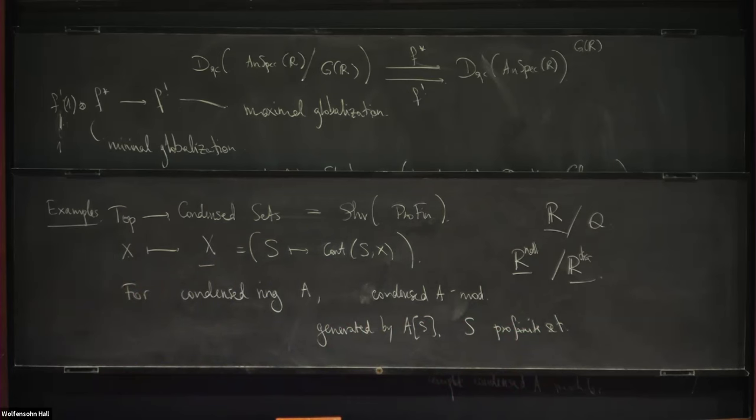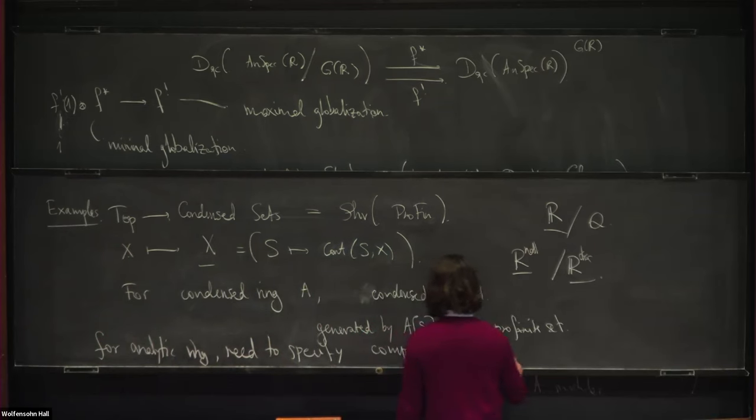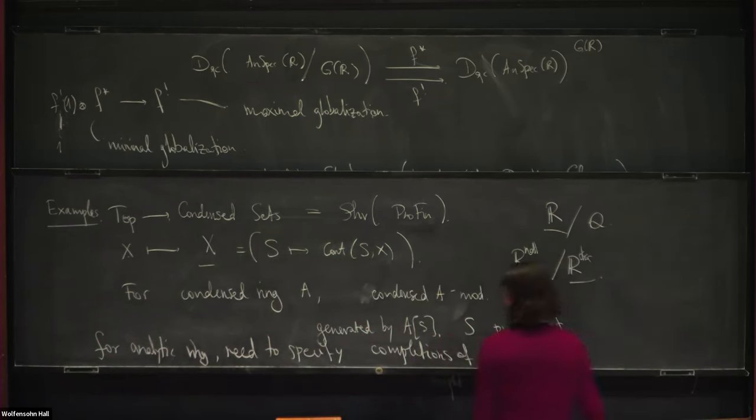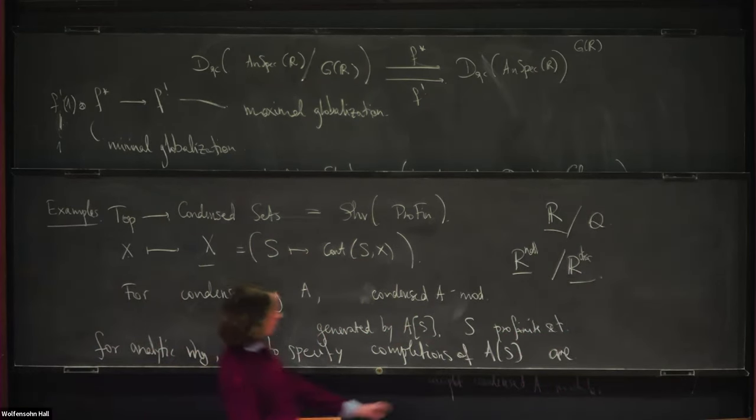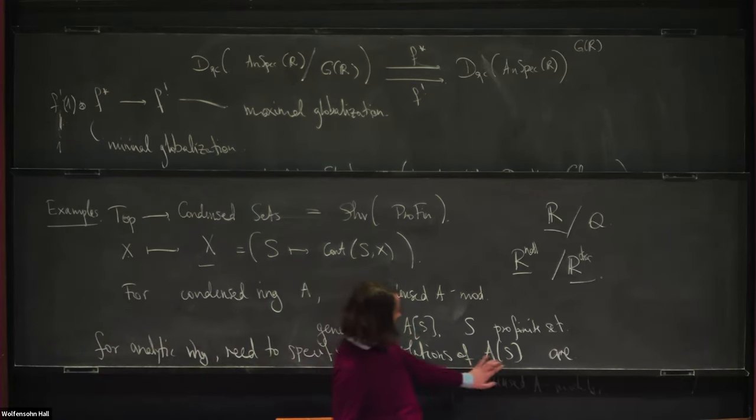And so to give an analytic ring structure is the same thing as to say what the completions of these guys are. Analytic ring. Need to specify what the completions of these guys are. And you should think of this as specifying some notion of A-valued measures on S, where this guy would just be some kind of Dirac measures, and these are some more general measures.